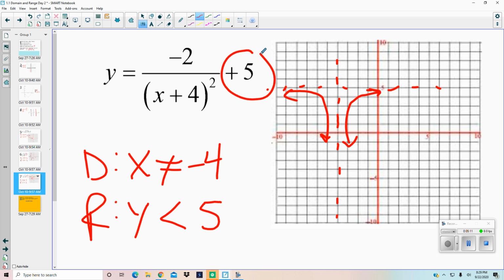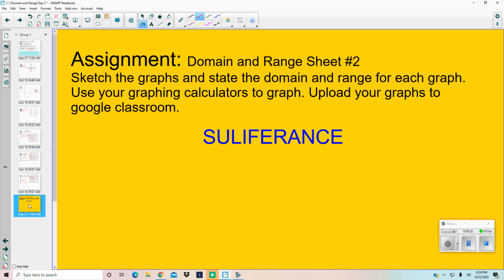Remember, inverse square means your range is going to have an inequality of either greater than or less than the vertical shift. Okay, the rules I gave you on the other video are really, really important. So you should have those written down. If you don't, you need to go back and watch that video. So go to the second worksheet. Same as the first, you're going to sketch the graphs, state the domain and range, and then use your graphing calculators to graph those, and then upload your graphs and the domain and range to Google Classroom.